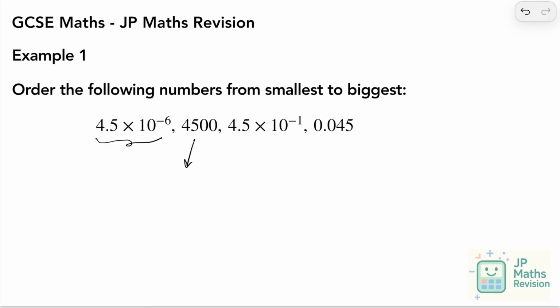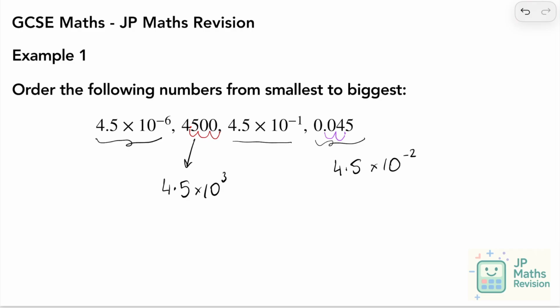So 4,500 in standard form, we're going to put a 4.5. So I'm going to put a decimal place here and I've moved the decimal place 1, 2, 3 spaces to the left. So it's going to be 4.5 times 10 to the power of 3. This one here is already in standard form, so that's fine. And then this one we need to put in standard form. So again, I'm going to put the decimal place between the 4 and the 5. And this time it's been moved 1, 2 spaces. So this one is going to be 4.5 times 10 to the power of minus 2.